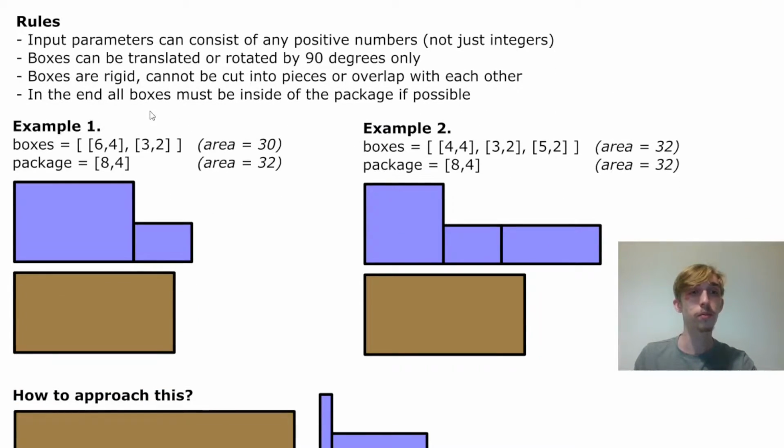So the first one. Okay, so here we can see two boxes, which dimensions are 6 by 4 and 3 by 2. And the package we're trying to put them in is 8 by 4. You can also see that the total area of boxes is 30, and it's smaller than 32, which is the area of the package itself. So otherwise, we would already know that they would not fit. Okay, so let's try to answer the question. How would we do that?